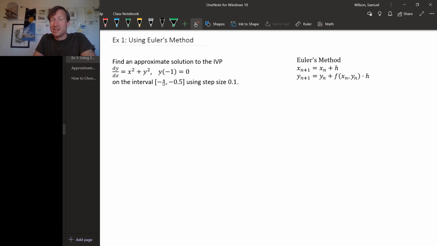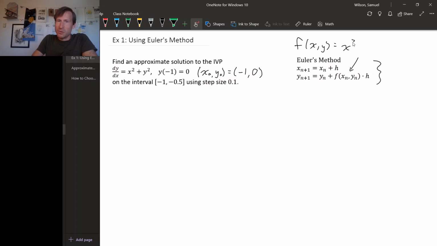And remember, we need to start with an initial condition to use Euler's method. So we're going to use y of minus 1 is equal to 0. Remember, this corresponds to the initial condition x sub 0, y sub 0. Our initial condition point is minus 1 comma 0. Okay, and over here are the formulas for Euler's method. Just to identify this function f, remember that is the function that is the right-hand side of the differential equation. So for our particular differential equation, f of x, y is x squared plus y squared.